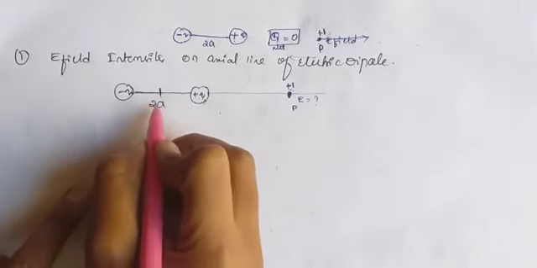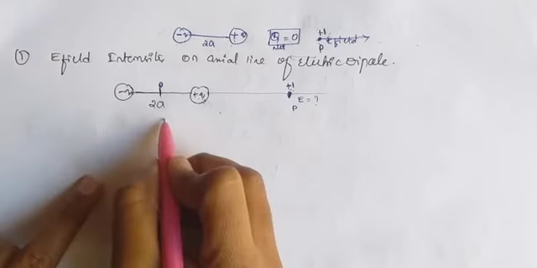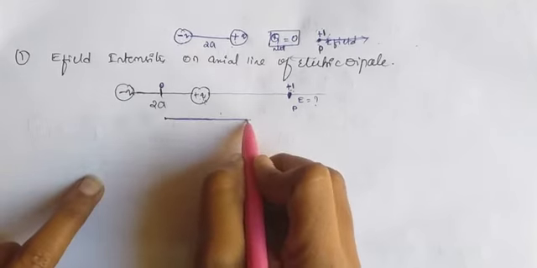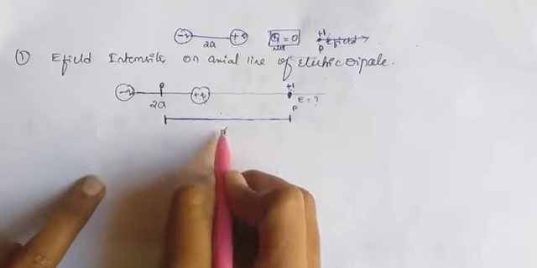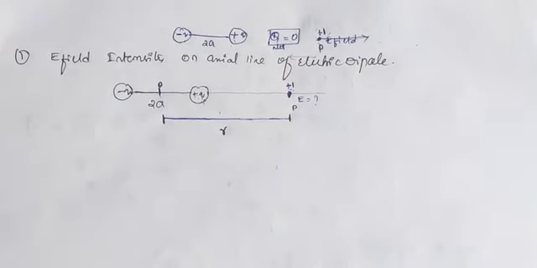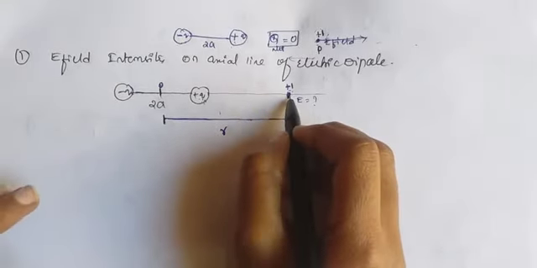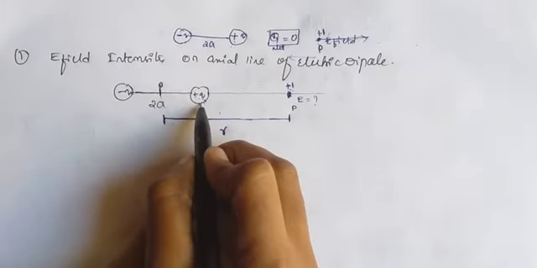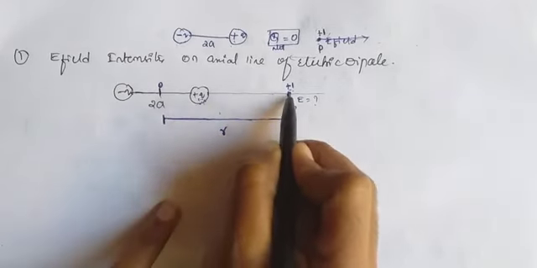Now this is the center, this is the origin. We have to take the distance always from the center of the dipole. So from the center to our point, we have to take the distance as r. Now I want to get the electric field. First, the electric field due to the positive charge at this point. This is positive and this is positive, so those two are repulsive.